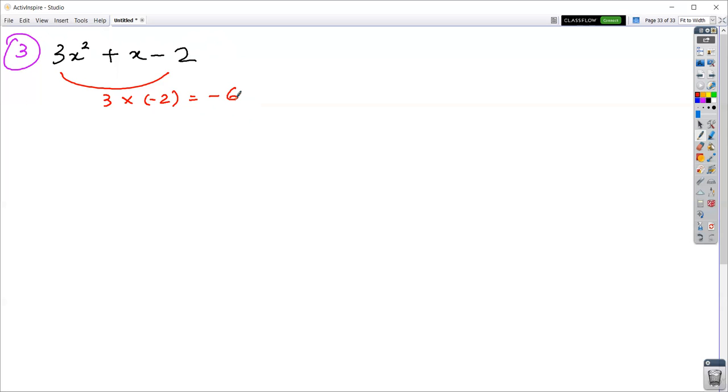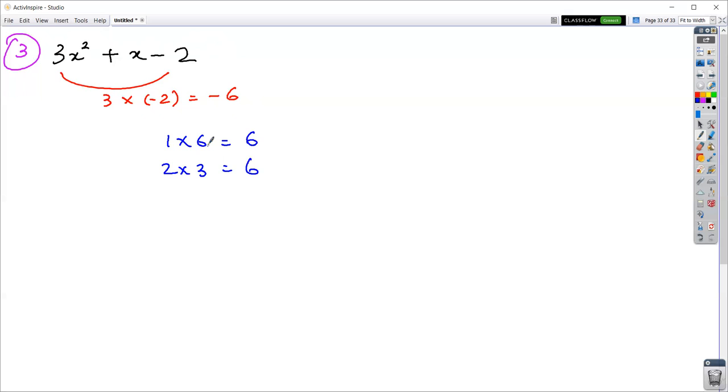So I would get the middle term by adding those numbers to plus 1. We're going to see what multiples we can use for it. So I'm going to write down the multiples here. 1 times 6 makes 6. Then 2 times 3 makes 6 as well. I'm going to start with the first one.